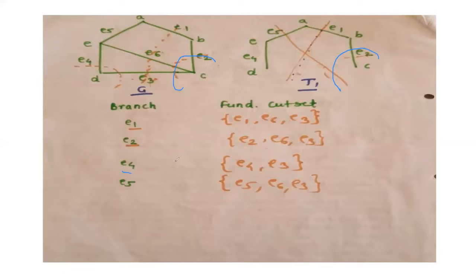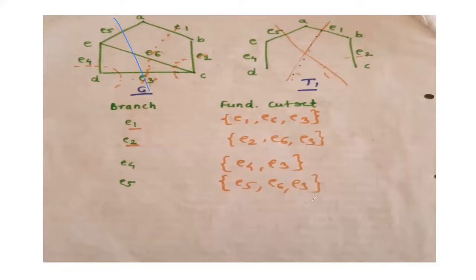Then next, E4. With the E4 branch, how do we cut this E4? Like this. So E4 and E3. This is your fundamental cut set. Then E5. For E5, we cut like this. It's E5, E6, E3. There is only one branch, E5, and the others are chords.